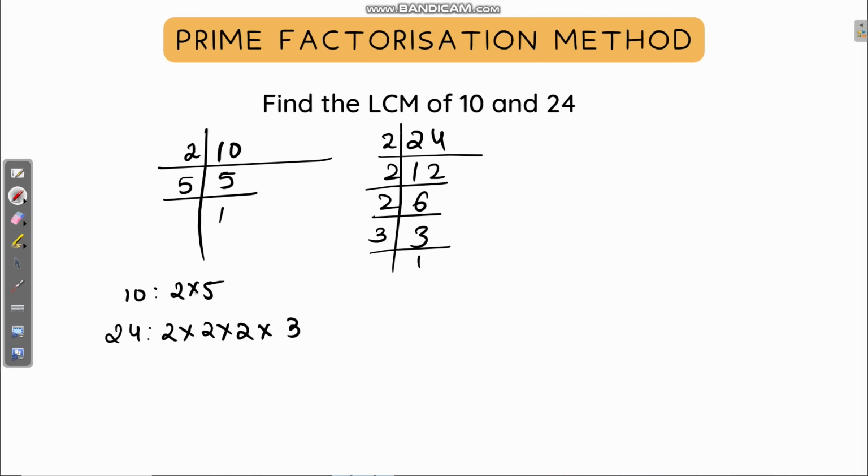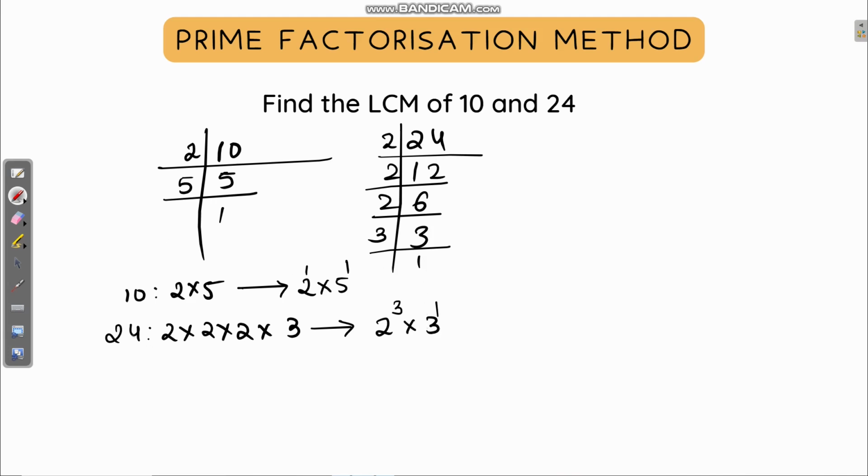Now we need to take each and every number over here, the maximum number of times it is coming. So 2 is 1 time over here, so I'll write 2 raised to 1, and 5 is also 1 time. 2 over here is coming 3 times, so I'll write 2 to the power 3, that is 2 cube, and 3 is coming once.